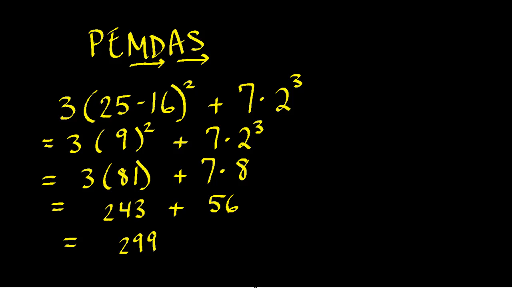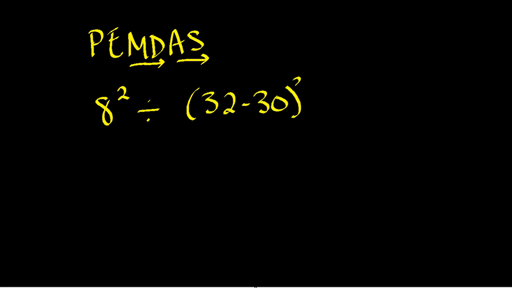So let's try another example. For this next example, we'll have a division in there. So 8 squared divided by (32 minus 30) to the power 2. We will start this problem by completing inside the parentheses. So I will just bring down everything else. And inside the parentheses, 32 minus 30 is 2.